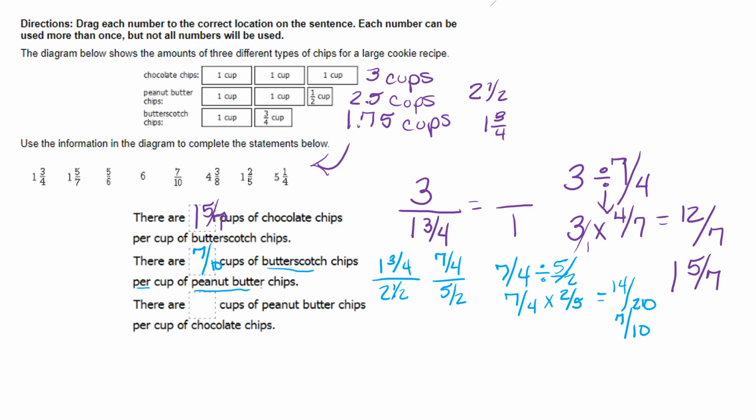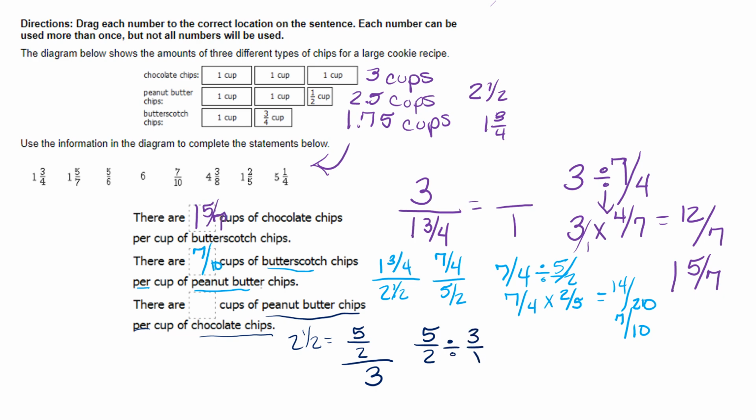Okay, now I'm going to look at my last one. Let's see, so peanut butter chips per chocolate chips. So peanut butter was 2.5. I'm going to go ahead and write that as 5/2. Remember, that's 2.5 per cup of chocolate chips. So we know that's divided by 3. So we're going to rewrite it as 5 halves divided by 3.